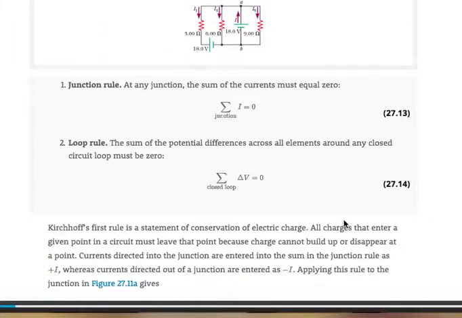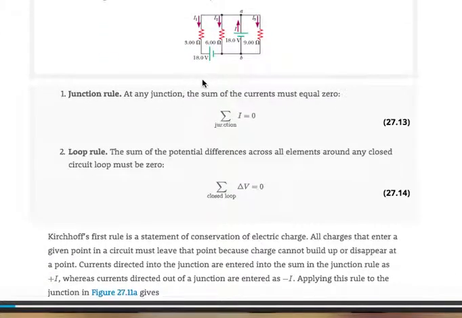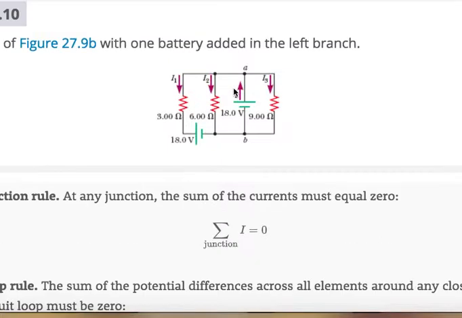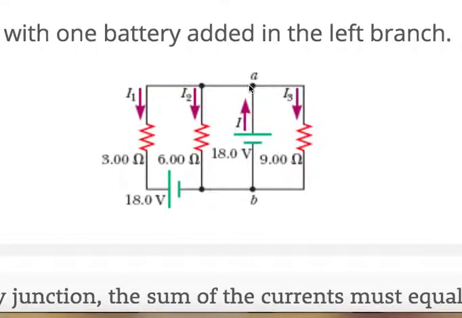Kirchhoff's rules. There are two of them, the loop rule and the junction rule. The junction rule says that all of the current going into a junction has to equal the current coming out of a junction. So for example, I1 would equal I2 plus I3, because I1 goes into A and I2 comes out and I3 comes out. So I1 is equal to I2 plus I3. That's called the junction rule.